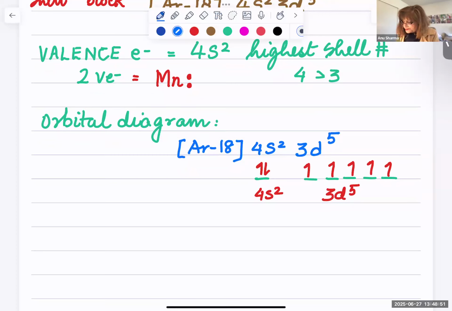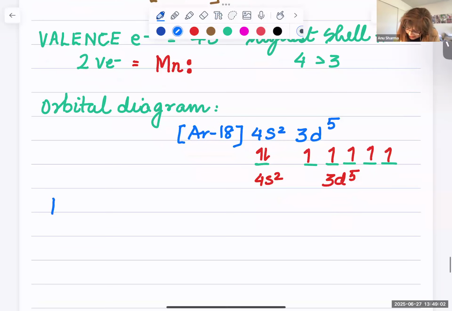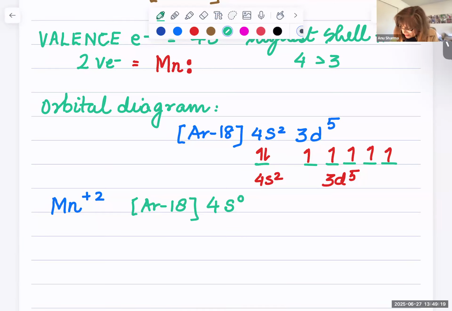So we have this 3d5 and 4s2. That's the placement, the orbital diagrams. Now if the question asks for Mn plus 2, what is that? In that case, the argon inner core is not removed. 4s2 becomes 0. No electrons there. 0 means nothing. But the 3d5 still stays.